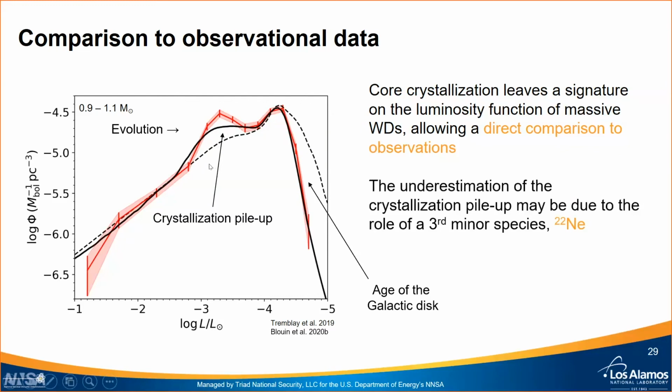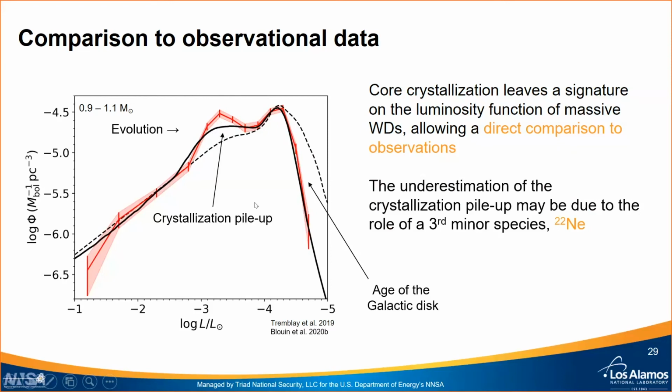But in particular, an improvement that we have compared to the results that I've shown earlier is that the location of this bump is now aligned with the observed location of crystallization. So this rise here in the luminosity function closely matches the observations. But we still have this problem that we are underestimating the number of objects at the peak of the crystallization pile-up.